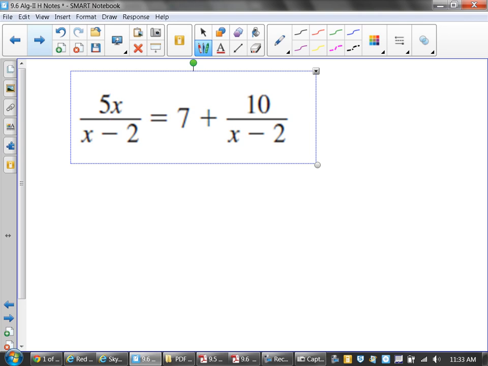Suggestion. When you have a setup like this with a singular number there, when you're writing it out, put it over 1. That way you know where the 7 is supposed to be. A lot of times people forget. So we have 5x over x minus 2 is 7 plus 10 over x minus 2. What's going to be the common denominator between an x minus 2, a 1, and an x minus 2? X minus 2.